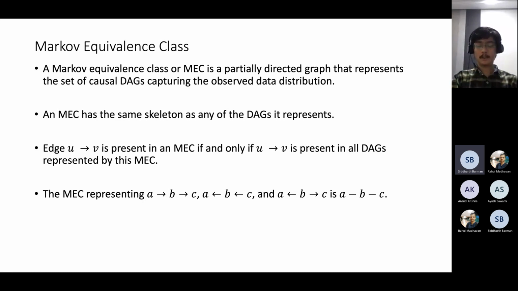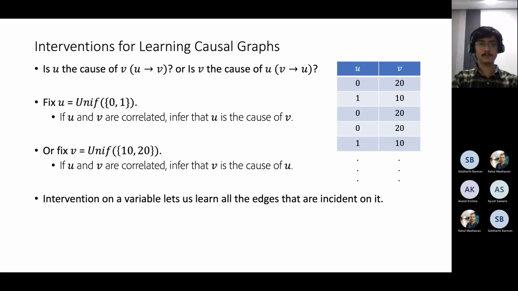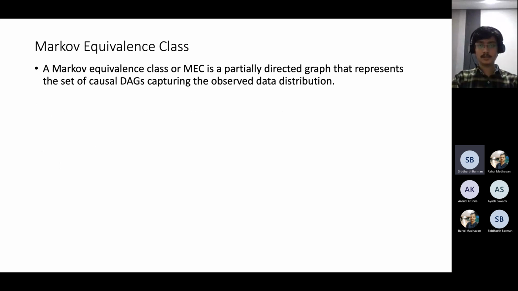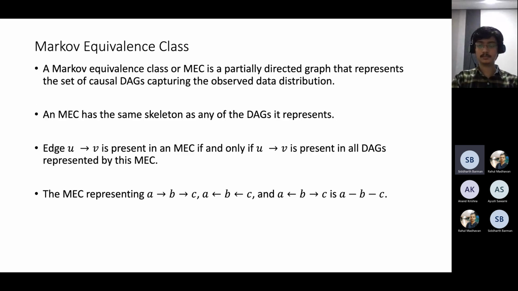Can you also elaborate on the last line on the previous slide, that intervention lets us learn all the edges? For the two variable case it makes sense, but for the general case, can you explain why?